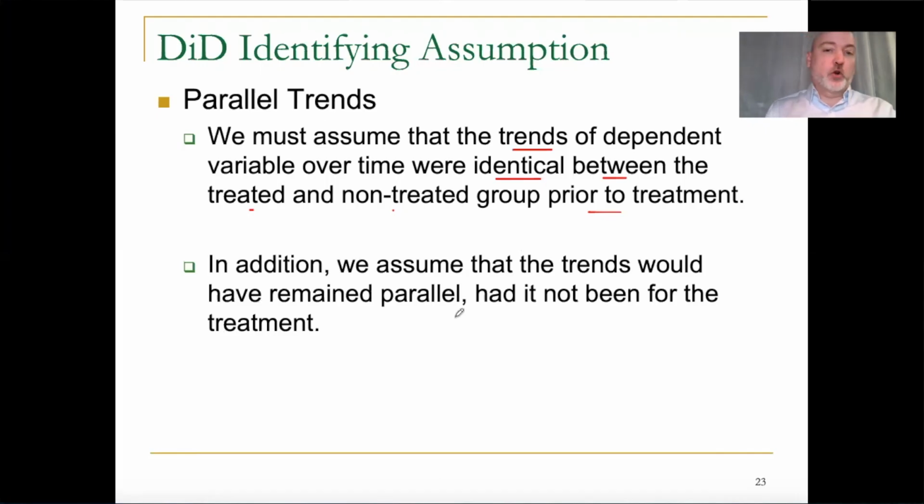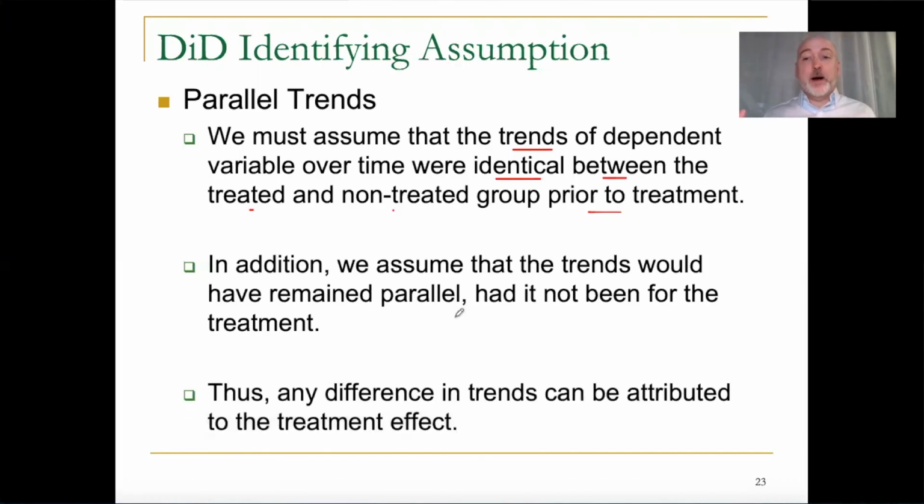Okay. So the way we're doing it here, we're not controlling for any other factors, right? And we're assuming that the only reason that the slopes diverge is because of treatment. So that's a pretty strong assumption. But if it's true, then we get our identification, right? Any difference in those trends, any difference in the post-treatment outcome can be reliably attributed to the treatment effect, which is what we're trying to estimate here.